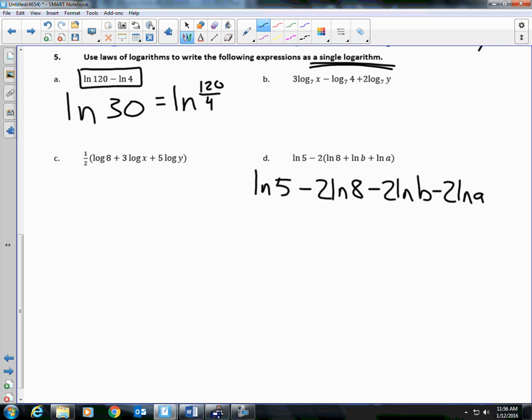If you have negative exponents, are they in the numerator or denominator? Denominator. If you have positive exponents, they're in the numerator. So as you look here, I have subtraction. Since all these are negative, these expressions will end up in the denominator. Since this is positive, it will end up in the numerator. But before I do that, I want to move all the 2's. So now I have the natural log of 5 minus the natural log of 64 minus natural log of b squared minus natural log of a squared.